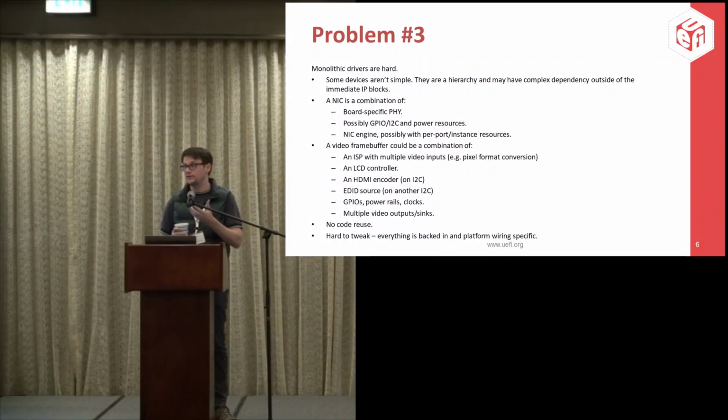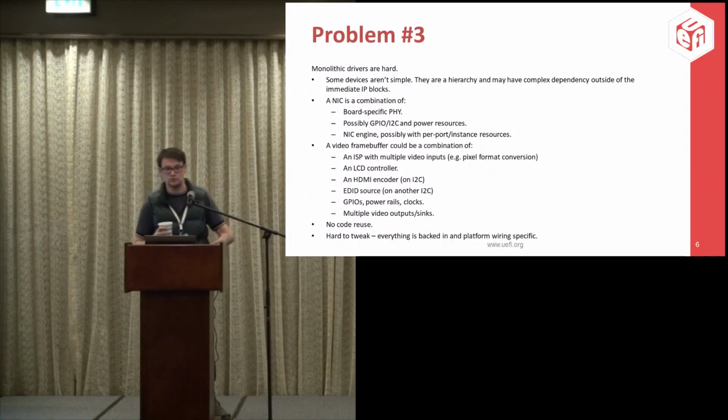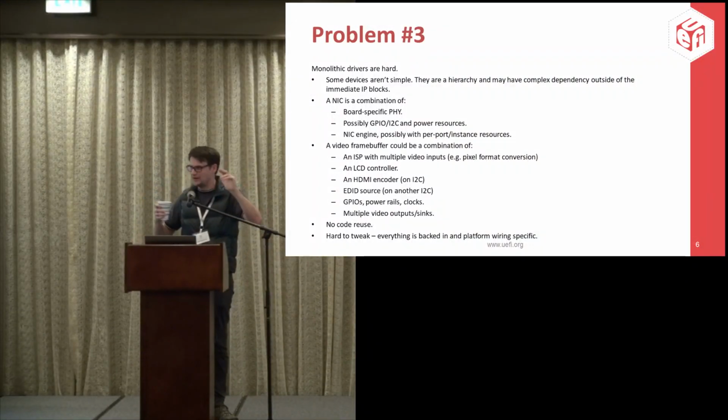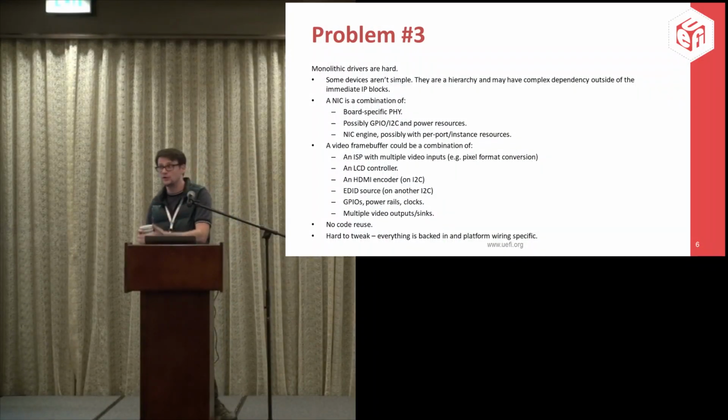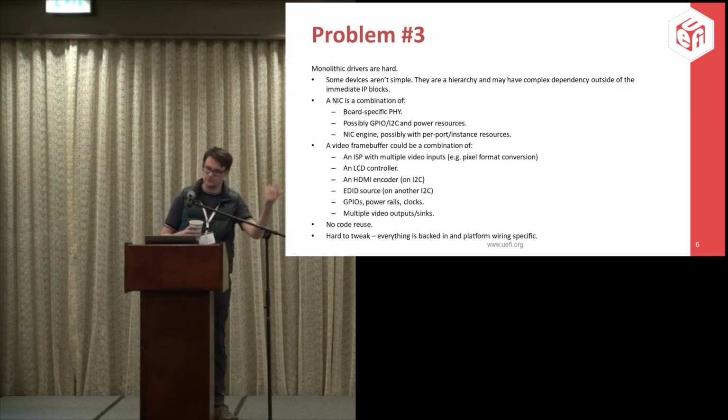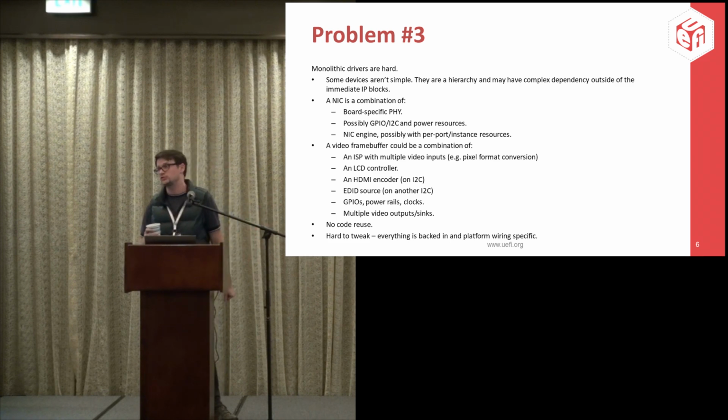Next, the video frame buffer is another example. I want to render the video console, and let's say you've got maybe an ISP signal processor with multiple video inputs, which could do pixel conversion. You might have the actual LCD controller that handles a frame buffer memory. You might have an HDMI encoder, which you also need to configure. It sits on some I2C bus. An EDID source, so you know what refresh to actually configure. GPIOs, power rails, the whole shebang, right?